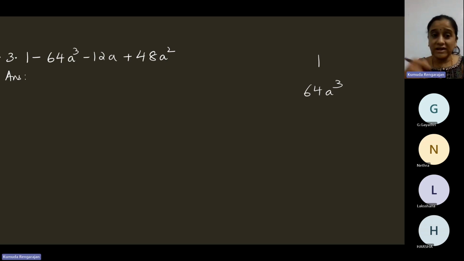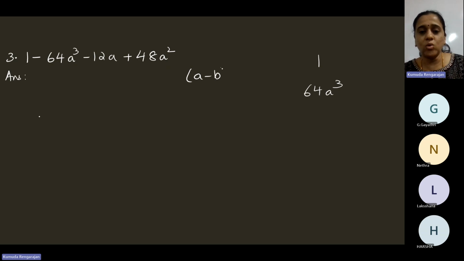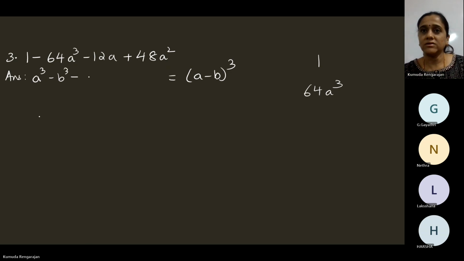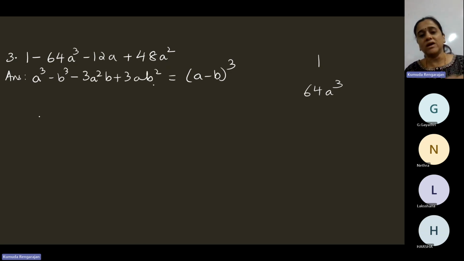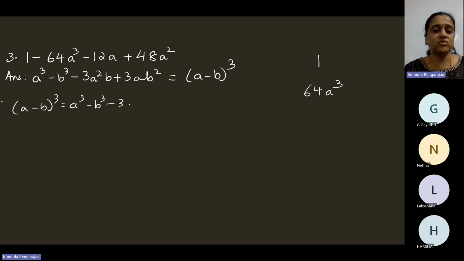The part of the identity that looks like the expression here, I'll write that first. Okay, so the identity is, let me write it like this. A minus b the whole cubed is equal to a cubed minus b cubed minus 3a squared b plus 3ab squared. We have learned the identity like this, right? A minus b the whole cube is equal to a cube minus b cube minus 3a squared b plus 3ab squared. This is how we have learned it.